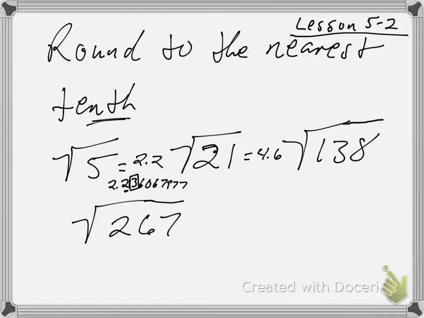How about the square root of 138? Jason, what you got? 12. Point what? 12.7. That's right, because the 4 is a 4 behind. All right, last one, square root of 267. Lucas: 16.3.